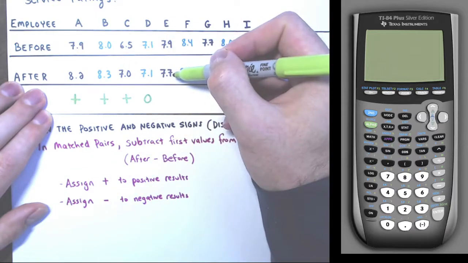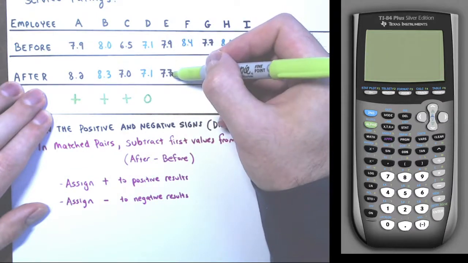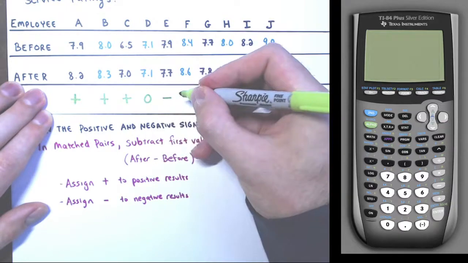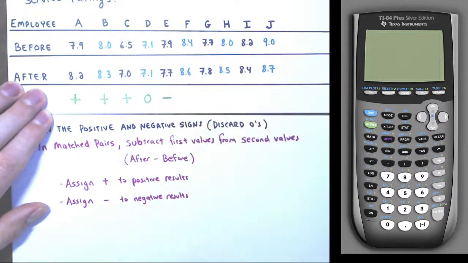after their training, their customer service rating went down. Right, so I'll put a minus sign. 7.7 minus 7.9 would be negative 0.2. And I do this for all these.